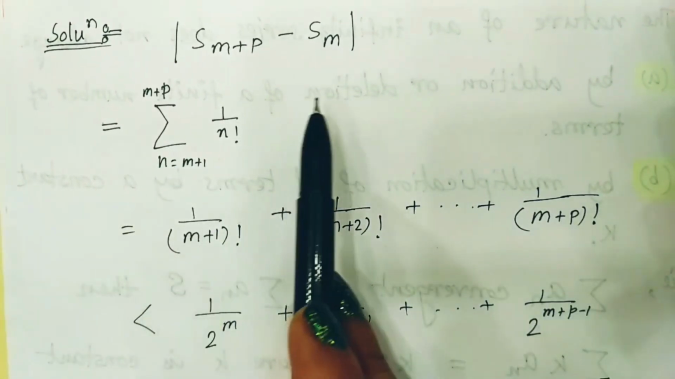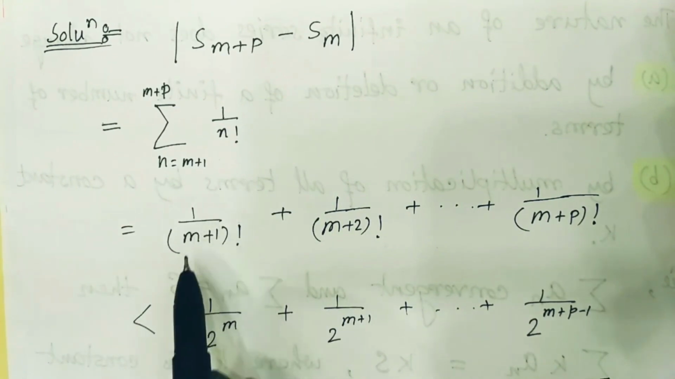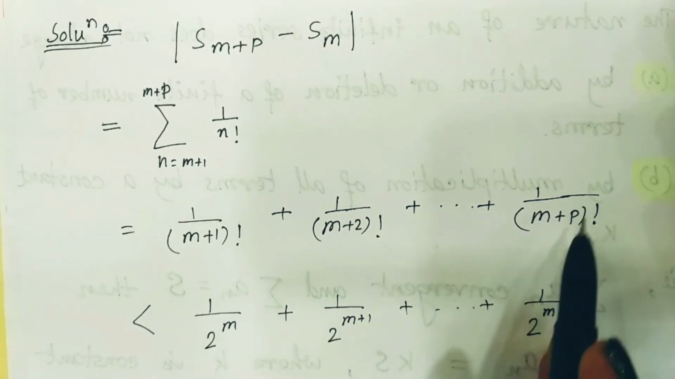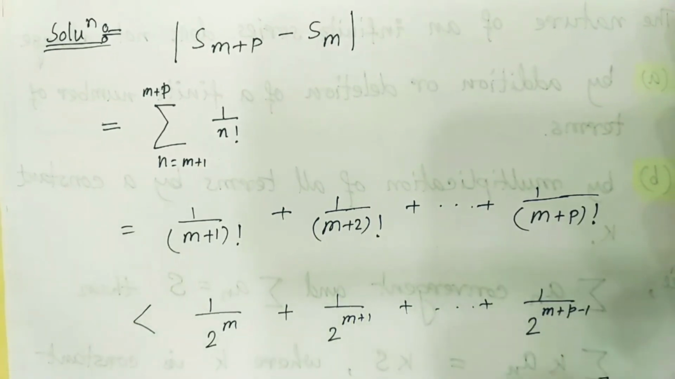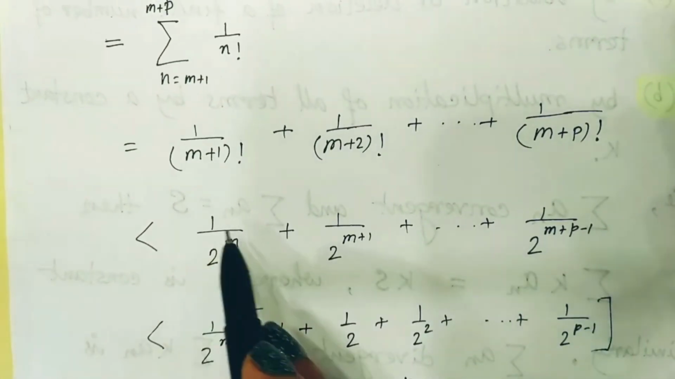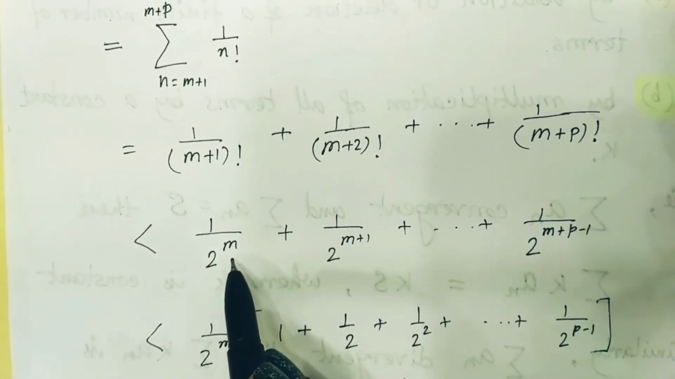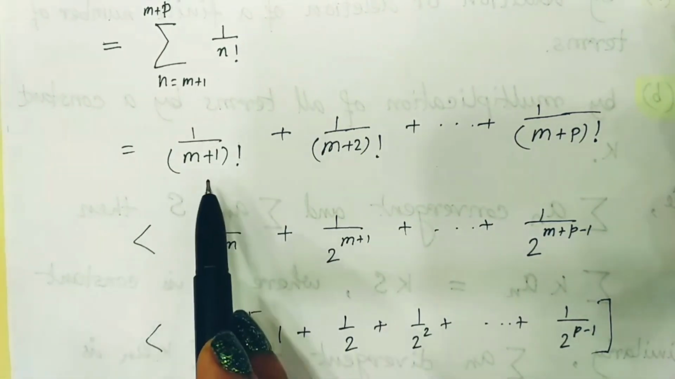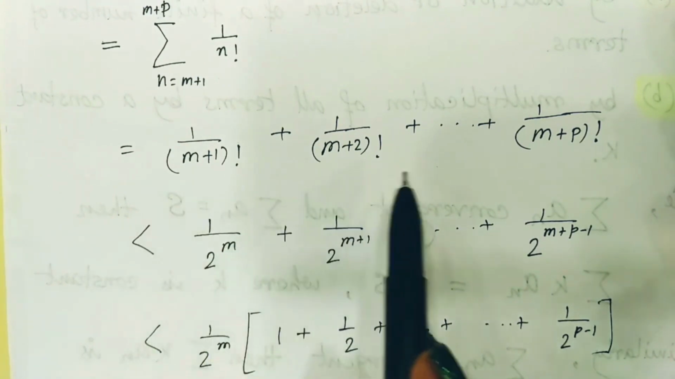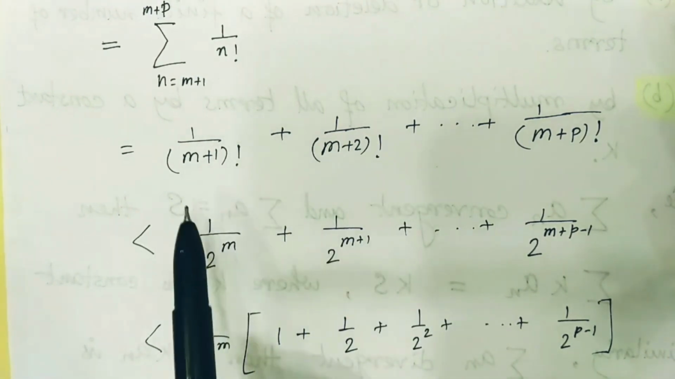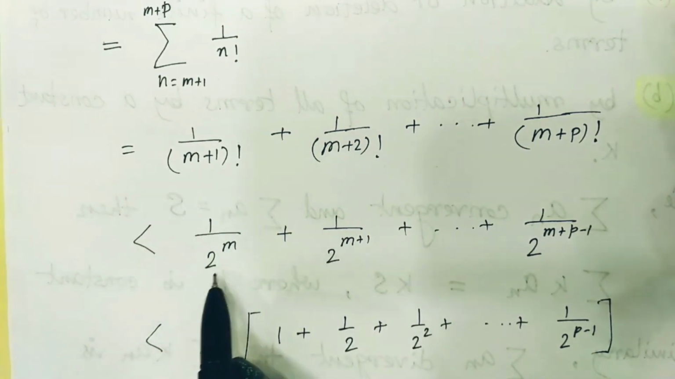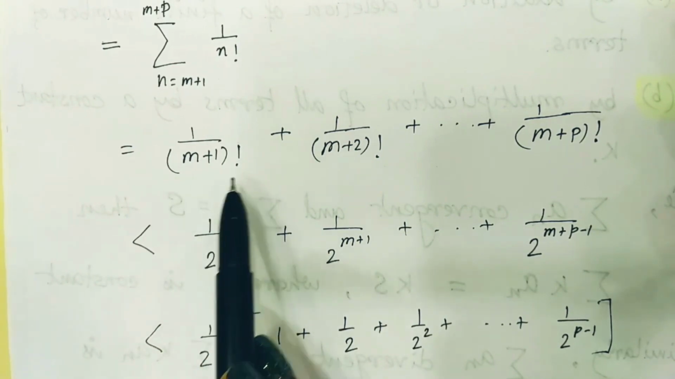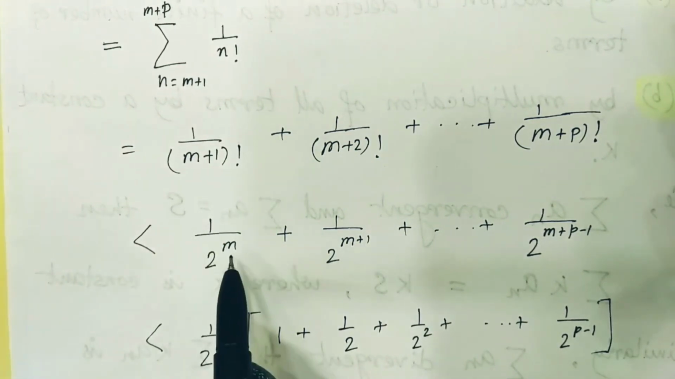So after this subtraction, the remaining terms are 1 by (m+1) factorial plus 1 by (m+2) factorial, and in this way up to 1 by (m+p) factorial. Now we can say this is less than 1 by 2 to the power m. Just look, it is 1 by (m+1) factorial, so the factors start from 1, 2, 3, 4, and in this way go up to m+1. Now if we replace these factors by 2, then it is very true that 1 by (m+1) factorial is less than 1 by 2 to the power m.